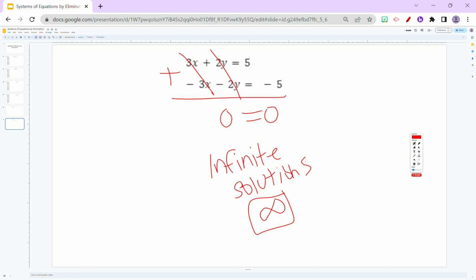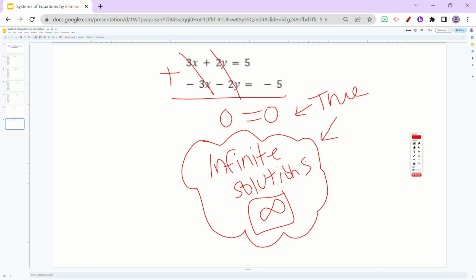Any of those, or there's a symbol, the infinity symbol. Because you have one number equal to another number, and this is true, that's when you have infinite solutions. So you have to write either infinite solutions, the infinity symbol, or all real numbers.